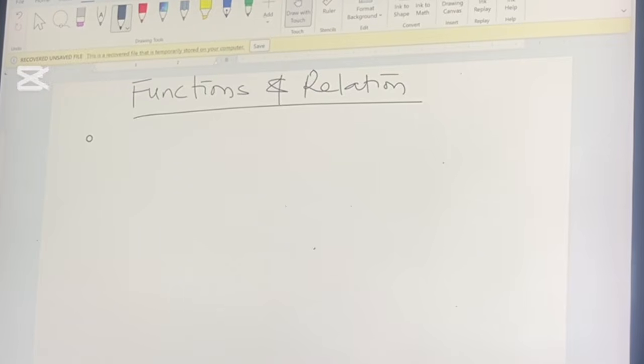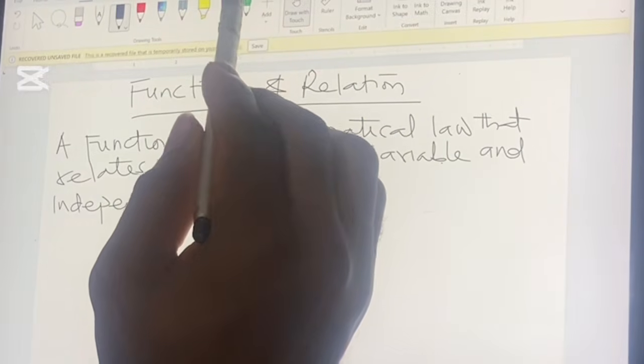A function is a mathematical law that relates the dependent variable and independent variable. Let's look into the dependent variable.